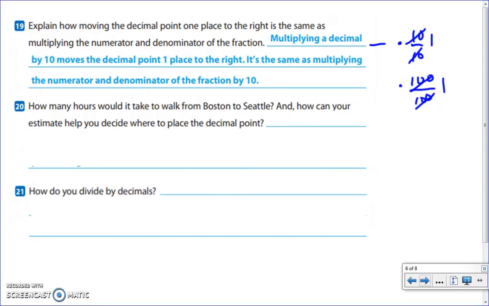It says, how many hours would it take to walk from Boston to Seattle, and how can you estimate to help decide where to place the decimal? So basically it's saying you need to do this long division, and if you're not sure where to put the decimal, you need to put it where it makes the answer closest to 1,000. So let's go ahead and do that long division, and we're going to try to do it over here on the side.